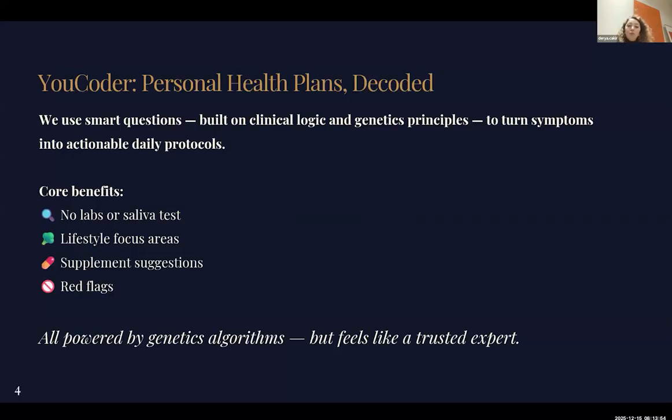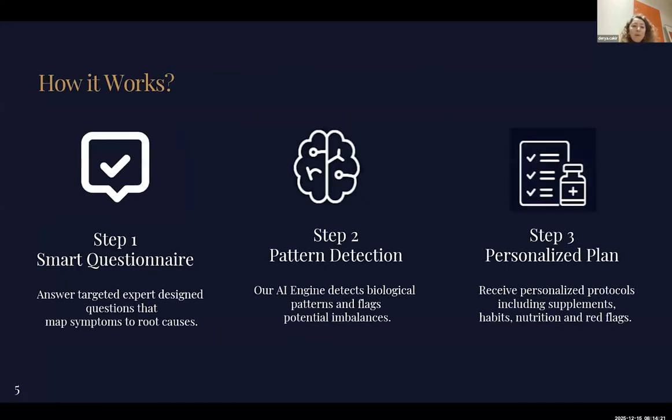So as UCoder, we are proposing personal health plans, and we are using smart questions built on clinical logic and genetic principles to turn symptoms into actionable daily protocols. So core benefits: no labs or saliva tests, lifestyle focus areas, supplement suggestions, even red flags in your daily life. So all powered by genetic algorithms, but feels like a trusted expert.